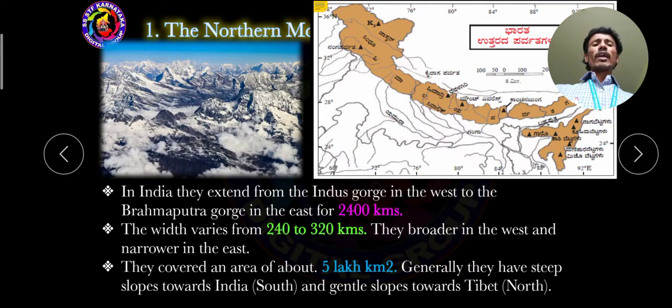They cover an area of 5 lakh kilometers. Generally, they have steep slopes. It means steep slopes are available in the south and gentle slopes towards the north, which is where Tibet and such very important places are available.